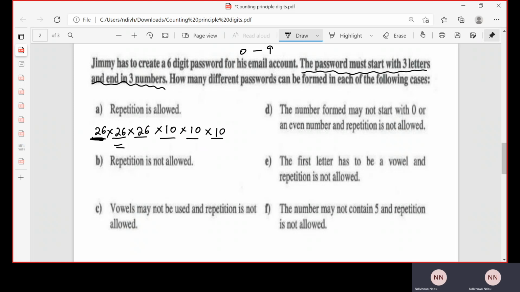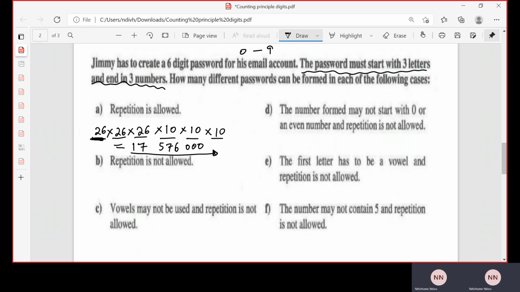Whew, it's a lot. It's around 17 million. So it's really a lot. So it's 17,576,000 passwords that can be formed.